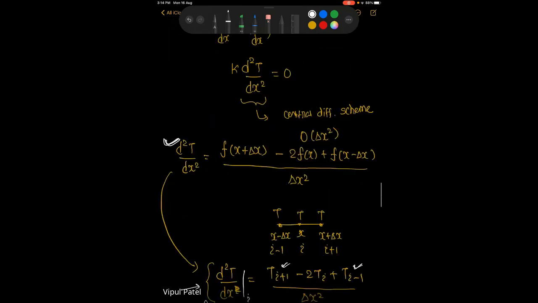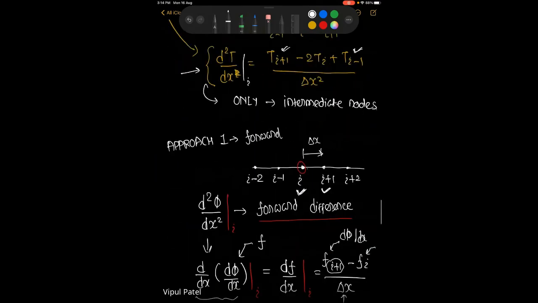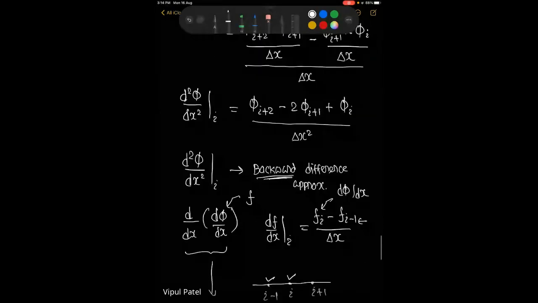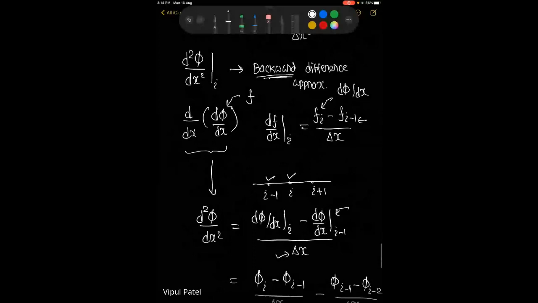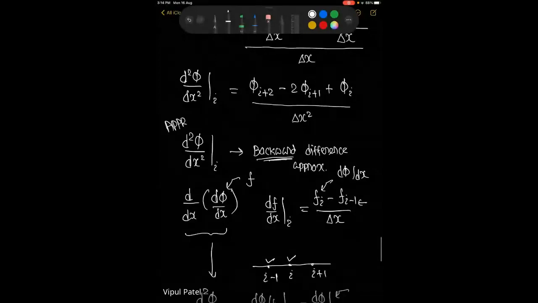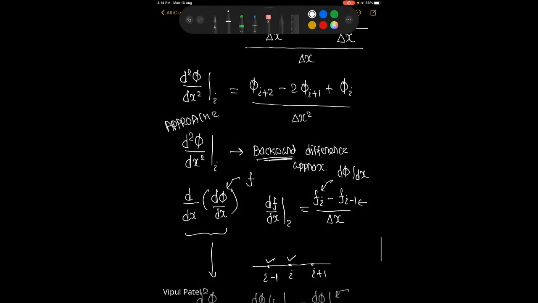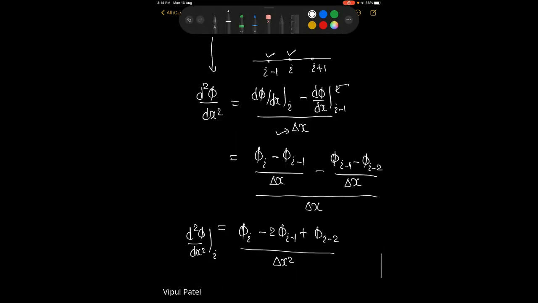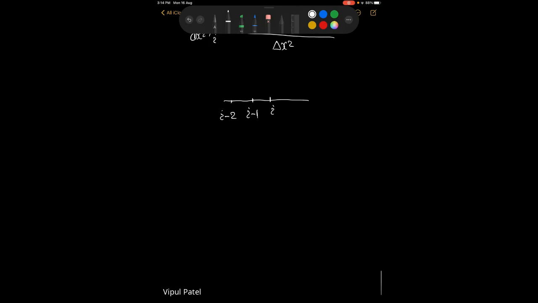We are trying to derive the expression of d square phi by dx square with forward difference approximation. That was approach 1. Then we used backward difference approximation. That was approach 2. And now we will use central difference approximation. That is approach 3.